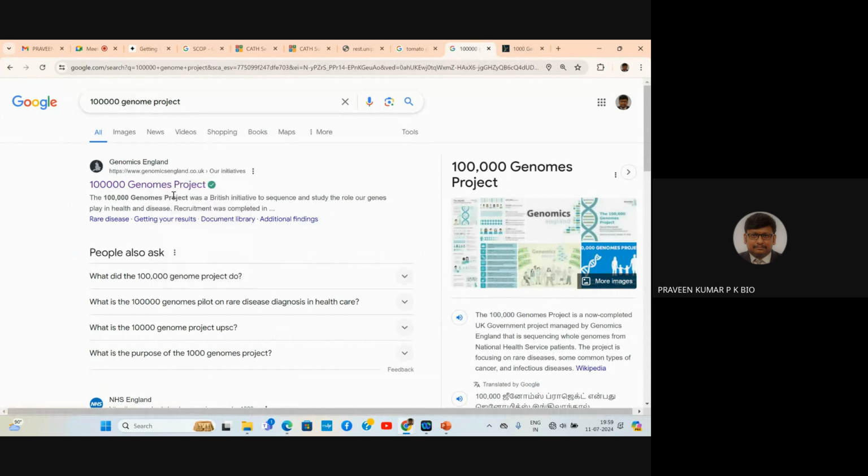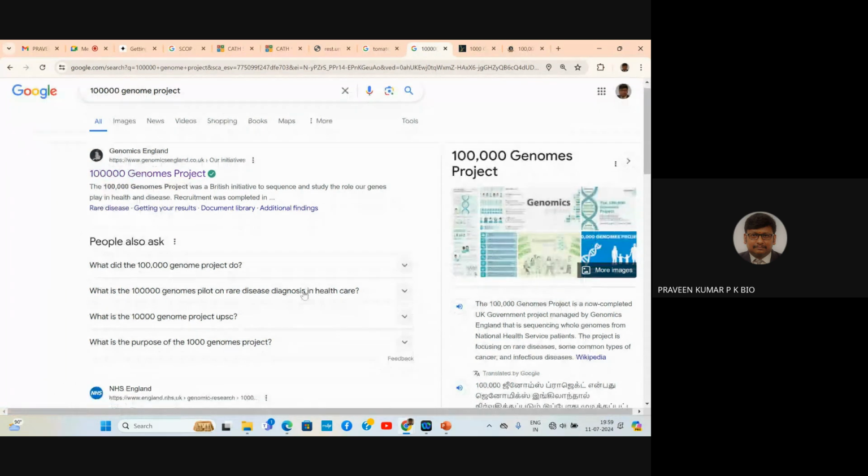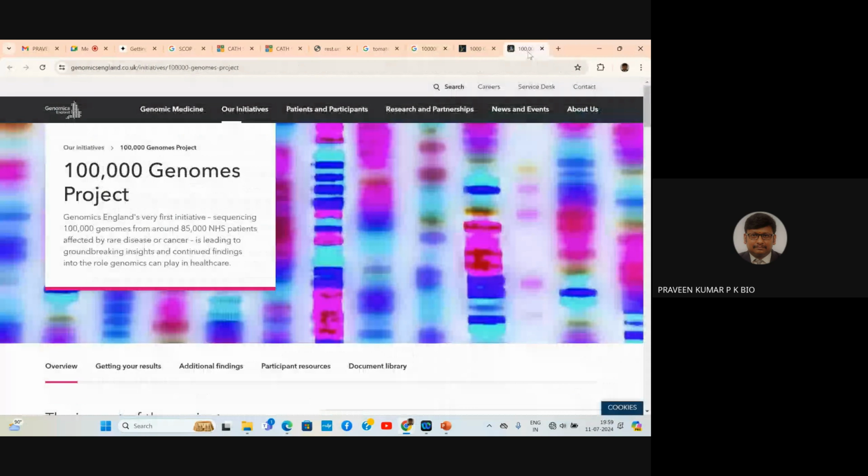Yes, this is done by Genomics in Lab. 1 lakh genome project. So you get more precise information if you are searching for a specific disease, a rare disease, syndromes, etc. in this website.